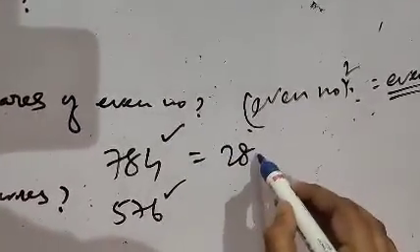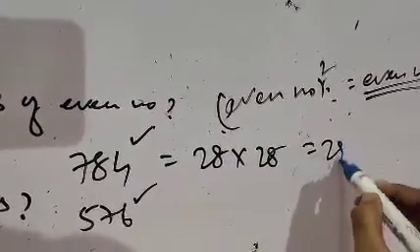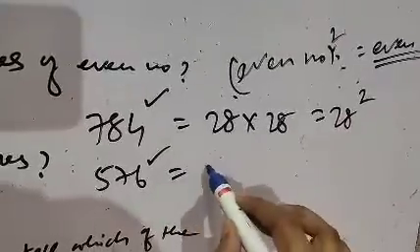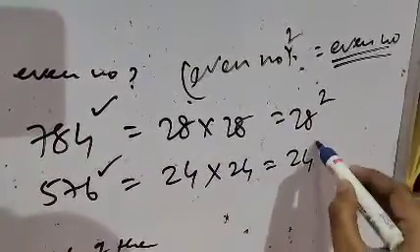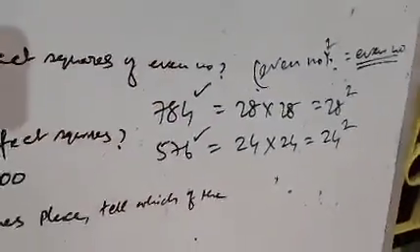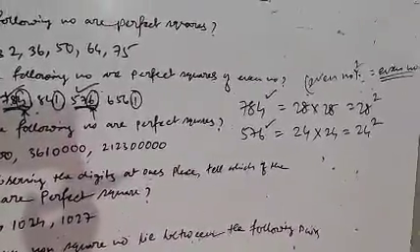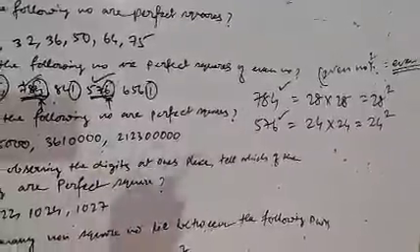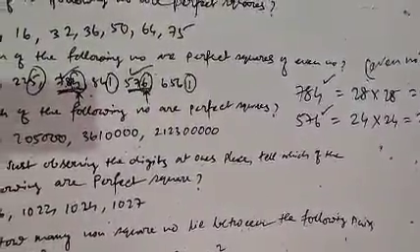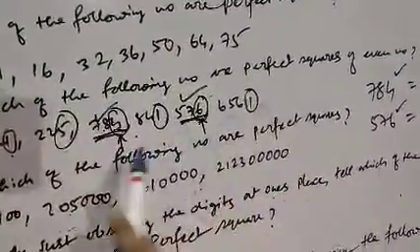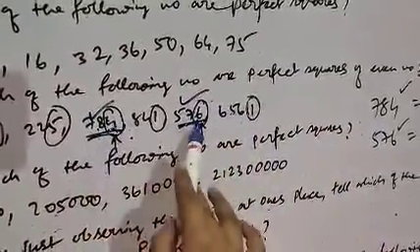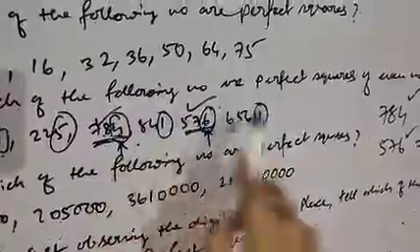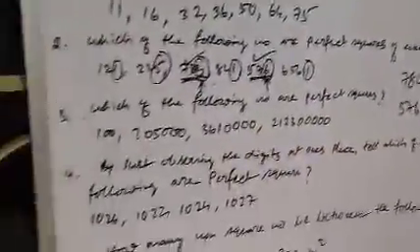This is 28 into 28, that means 28 square, and this is 24 into 24, that is 24 square. So these two numbers, 784 and 576, will be perfect squares of even numbers. So we have to first find out the ones digit. If the ones digit is even, then the whole number will be even, and those two numbers will be your answer. Clear? Next, question number 3.